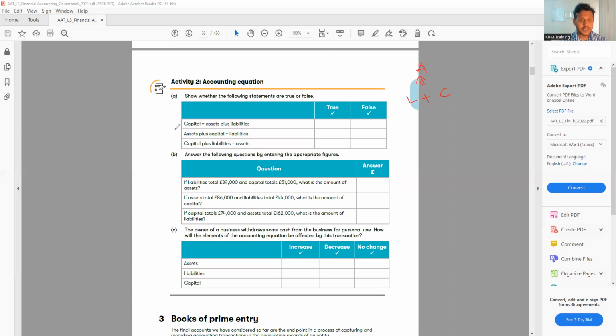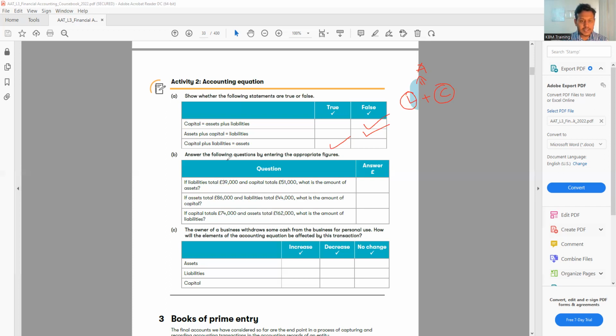The first one says capital equals asset plus liability. They said C equals A plus L. That's not true, that's false. A represents the total, A is the bigger one. A means L plus C. Asset plus capital is the liability? No, that's not true as well. Capital plus liability equals asset, this is true.